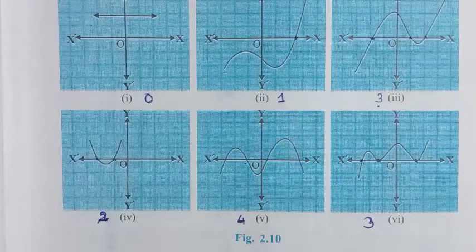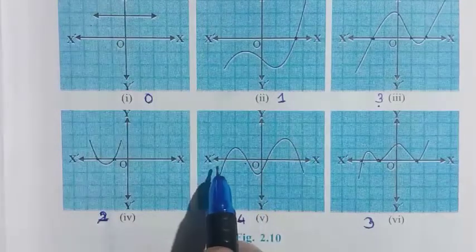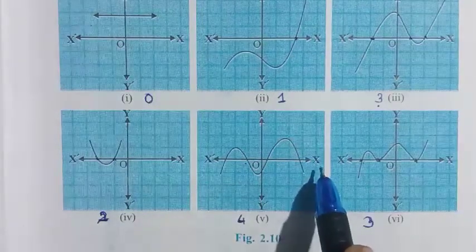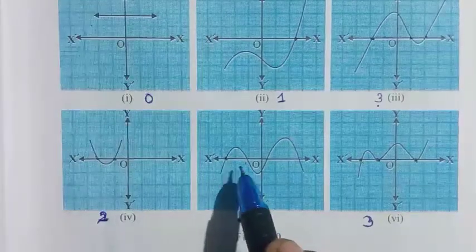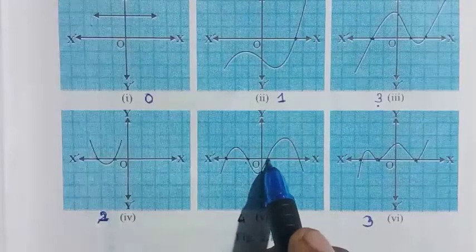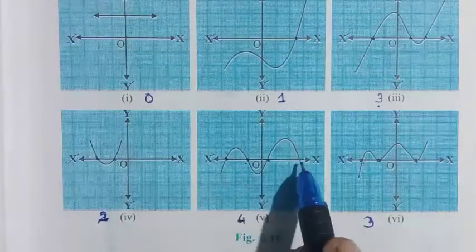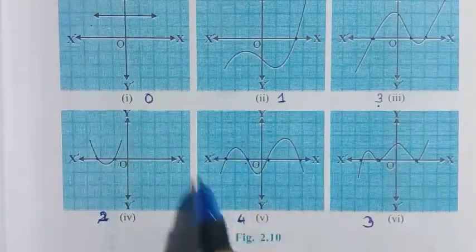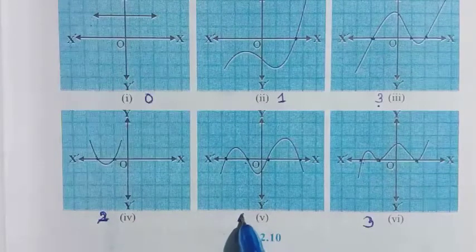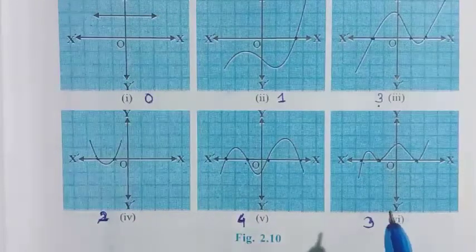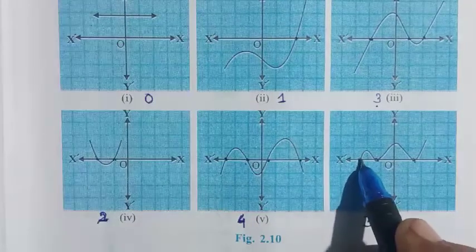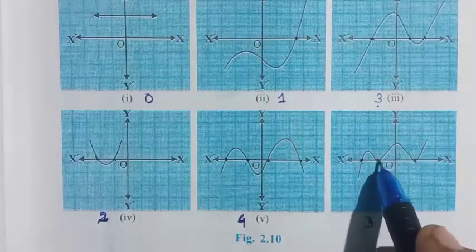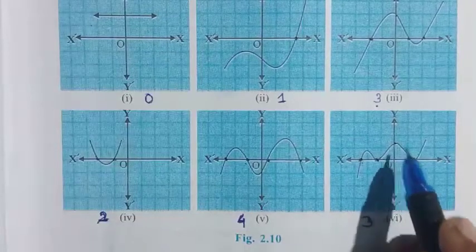how many times the graph intersects the x-axis, that is the abscissa. The graph is plotted from there: 1 intersection, 2 intersections, 3 intersections at the x-axis, and 4 intersections. How many zeros? That's why there are 4 zeros. In this case, the graph intersects the x-axis 1 time, 2 times.